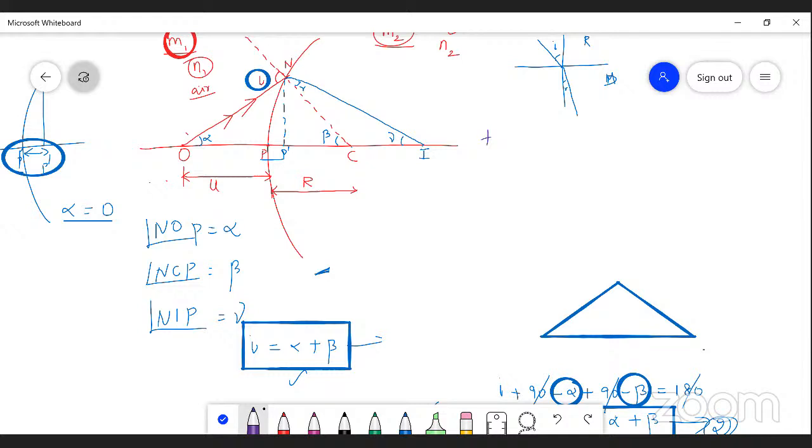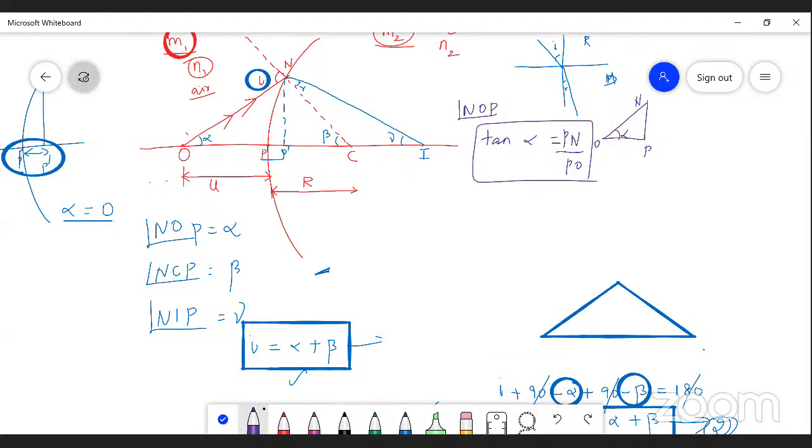Tan alpha is equal to angle NOP. Tan alpha: this is N, O, P, alpha. What is tan alpha? Tan alpha is equal to opposite side PN divided by adjacent side PO. Tan alpha is equal to PN divided by PO.